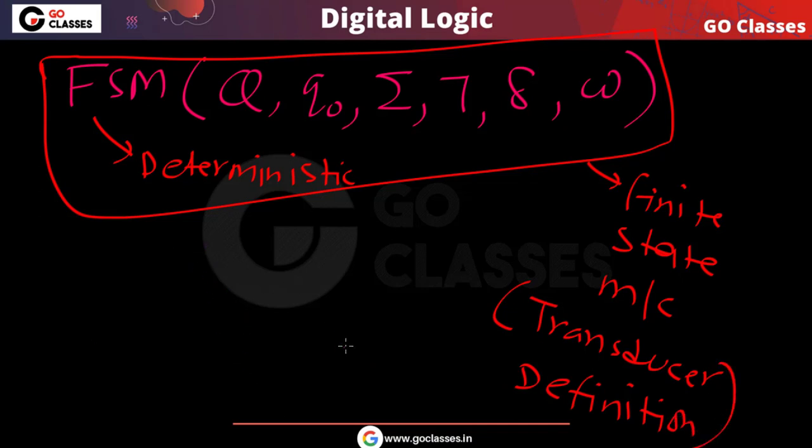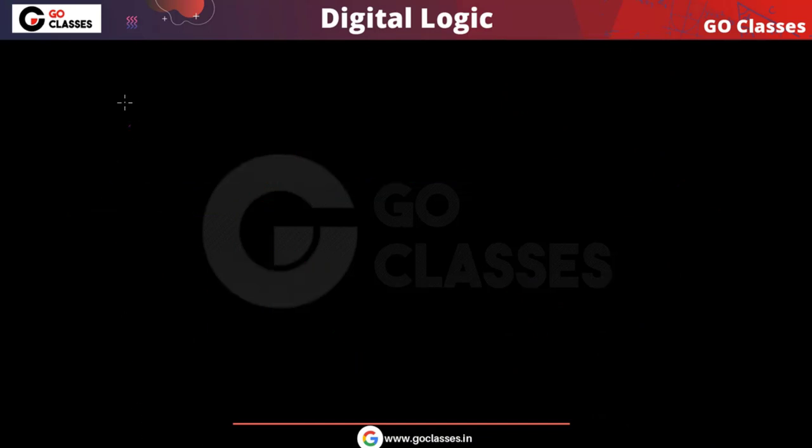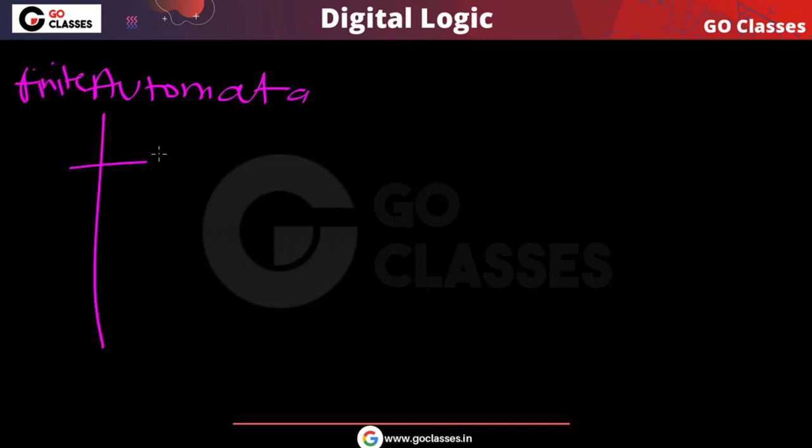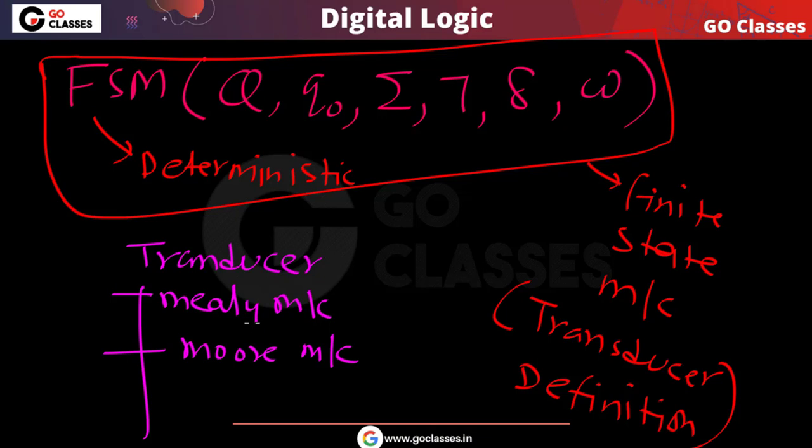Now we study two very special types of transducer. We have many transducers and many finite state machines. For example, we have something called Mealy machine, and there is something called Moore machine. It is like you have different automata. For example, as you know, you have finite automata, such as deterministic finite automata and non-deterministic finite automata. Similarly, we have different types of transducer. One is Mealy machine, one is Moore machine, and there are some more, but these are in the syllabus. So we will study Mealy machine and Moore machine. Now what is the definition of Mealy machine? What is the definition of Moore machine? Remember, these are a special type of finite state machine.